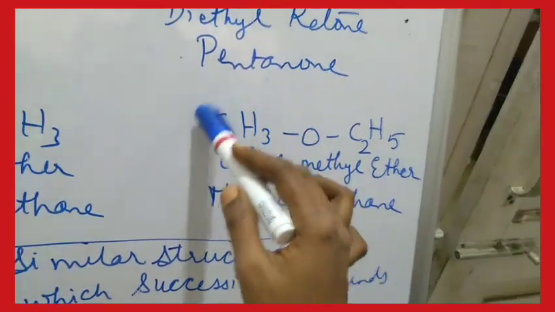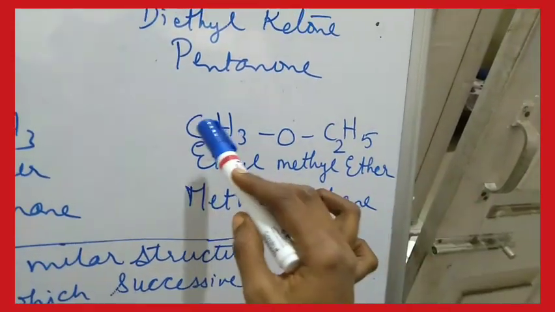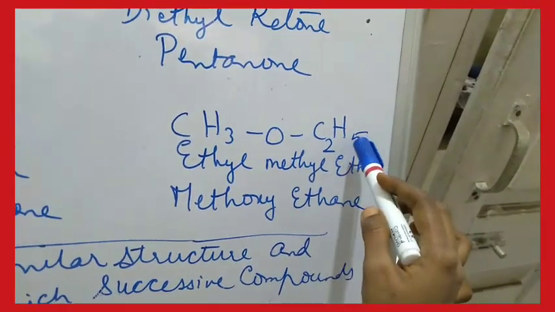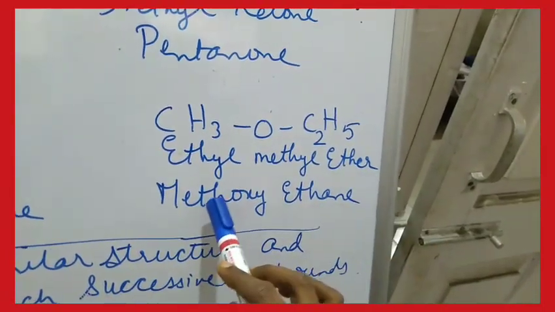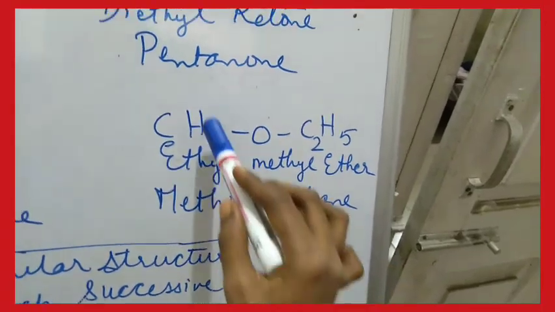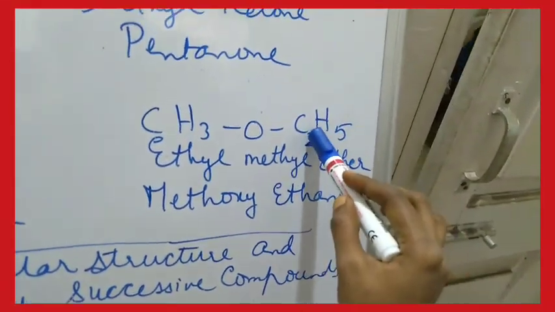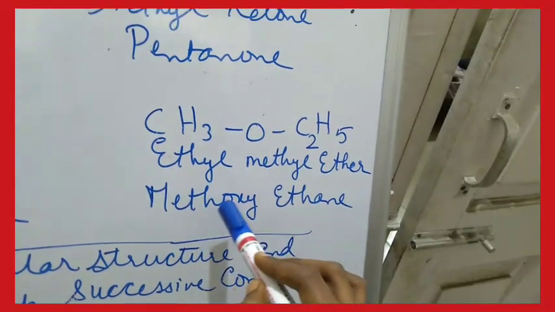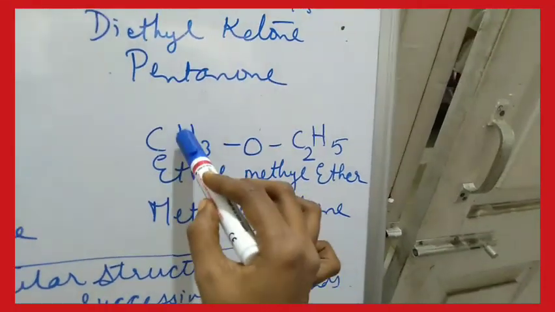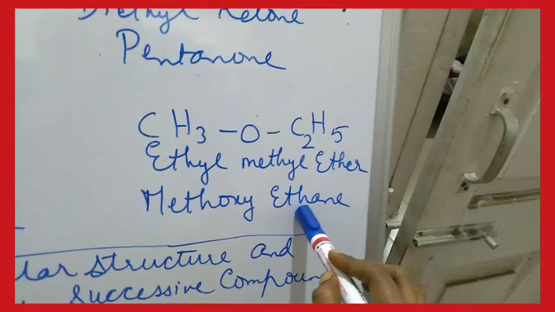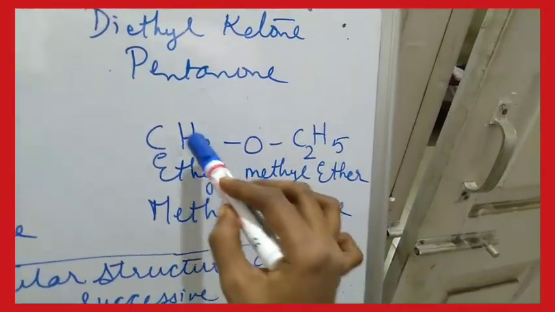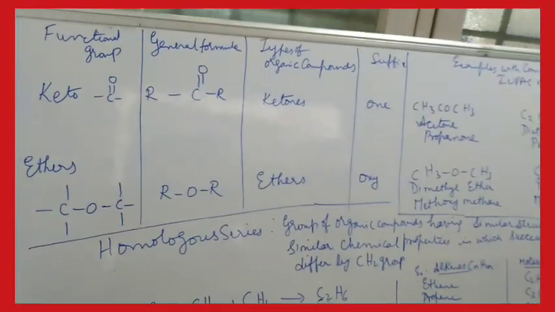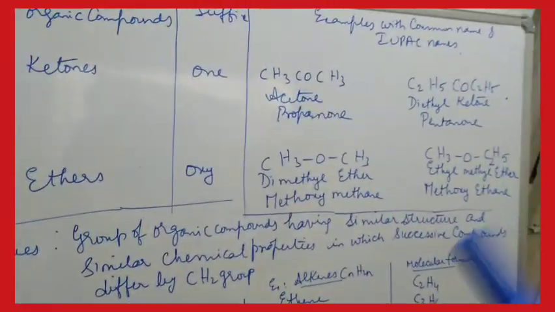Please see here, this is a methyl group, this is an ethyl group. CH3 means methyl, C2H5 means ethyl. So you call it ethyl methyl ether, or methoxyethane. Here meth, here eth. This is ethane, this is meth, oxy, oxygen in the middle. So methoxyethane is the IUPAC name, and the common name is ethyl methyl ether. So this is how you represent the functional group and the general formula with their examples.